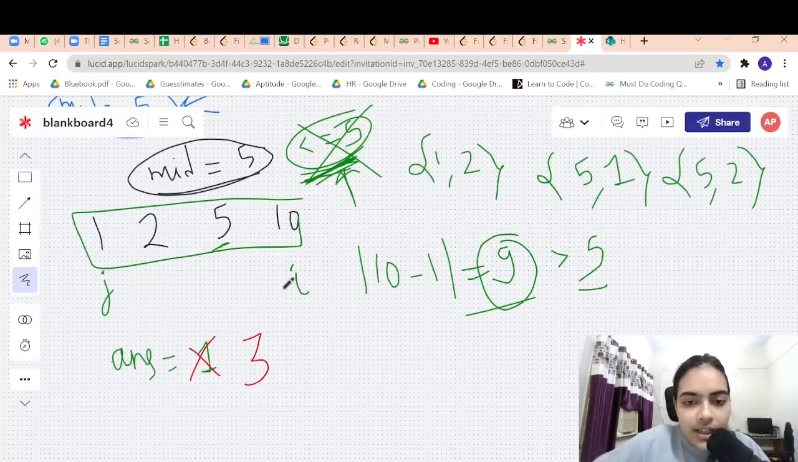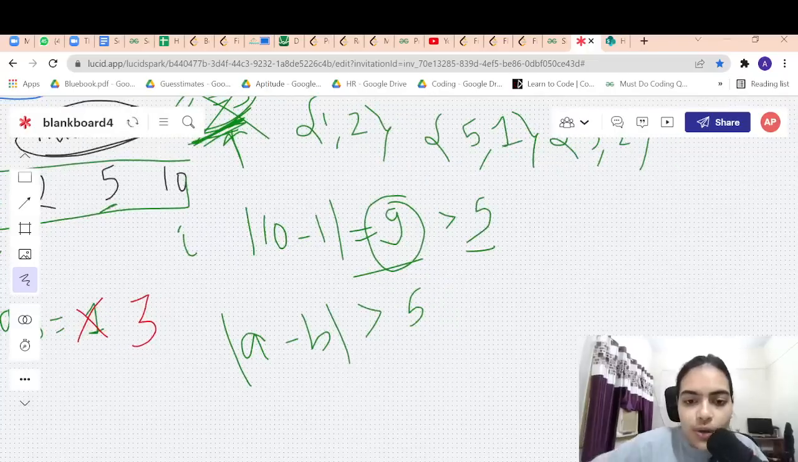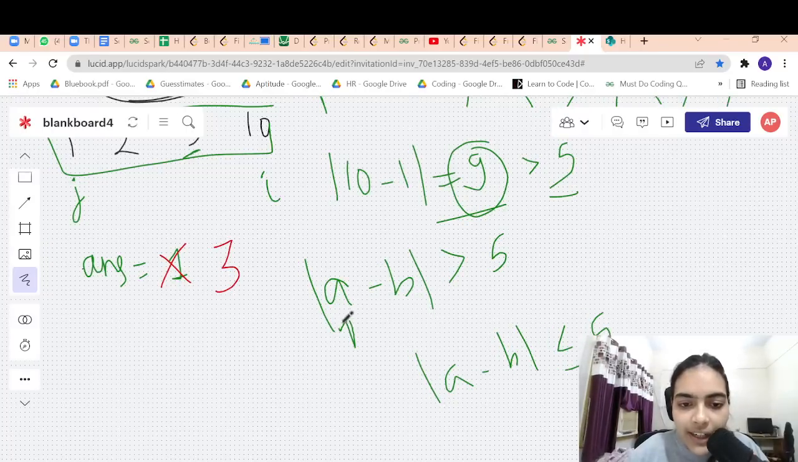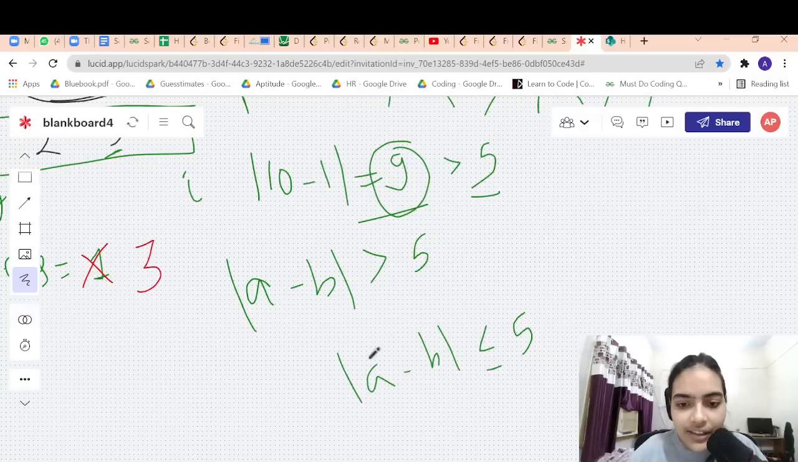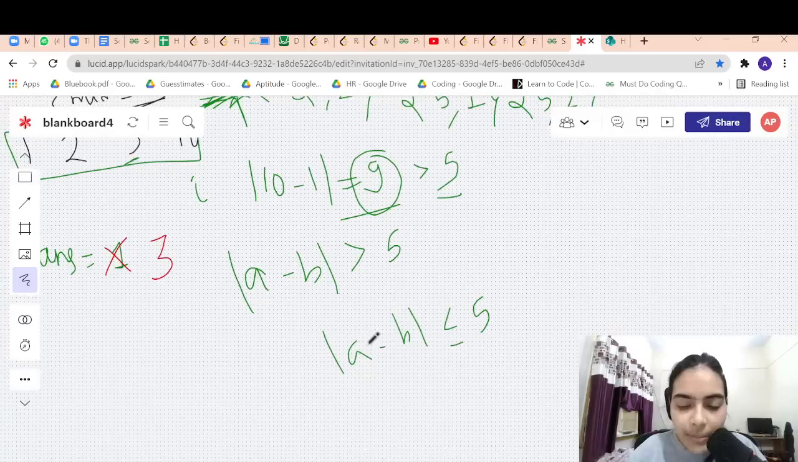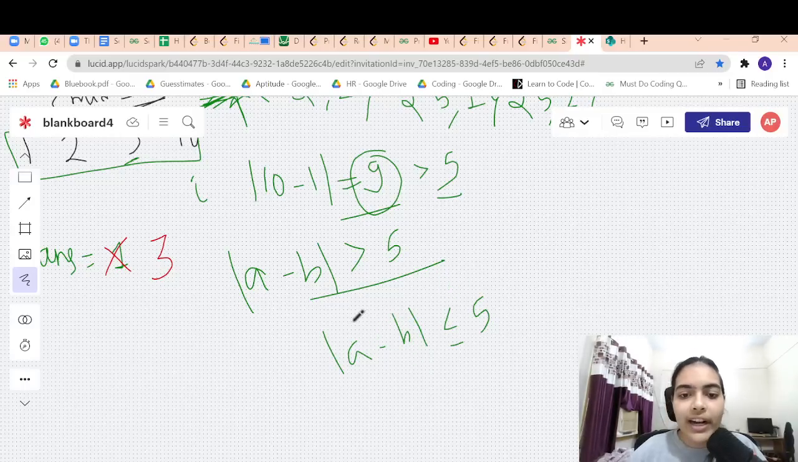That means, see, if a minus b is greater than 5, and what we want to achieve is a minus b less than or equal to 5. So what is the way to achieve that? We have already incremented a. So the next way to achieve that is to now try to increment b. If you increment b, you can reduce the difference, right? Currently the difference is greater. If you increment b, you are increasing a negative quantity, so the difference will come down and you will get a difference less than 5.